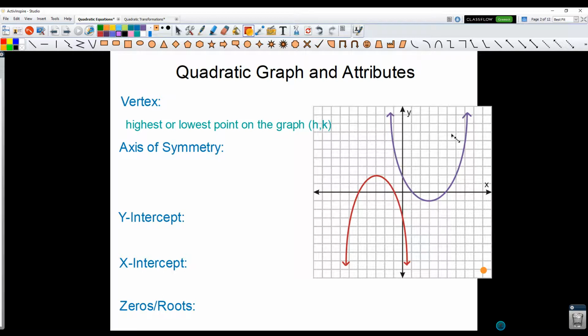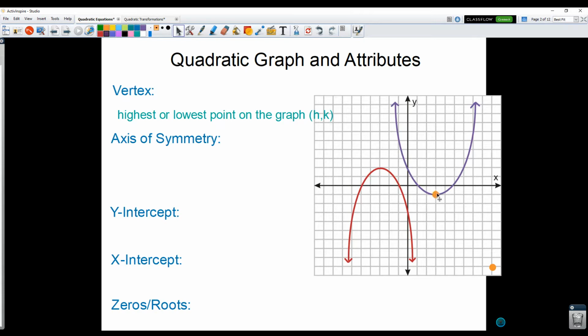So on this purple one, you can see that the graph opens upwards, but the vertex is actually located right here. This is considered the minimum point. And that point right there is considered (h, k). So if you were looking to create the vertex form, you can use the vertex to do that. Now, on the red parabola, as you can see, it opens downwards, but it has a maximum value, because it's at the top of the hill, so to speak. Down in the valley, top of the hill: a maximum point and a minimum point.